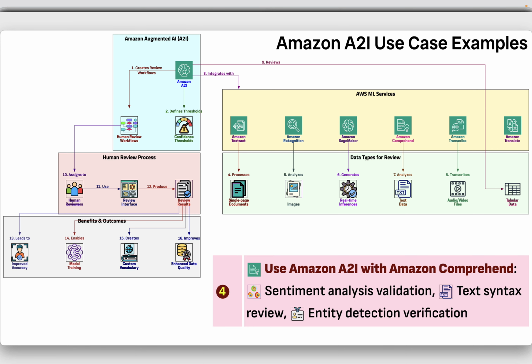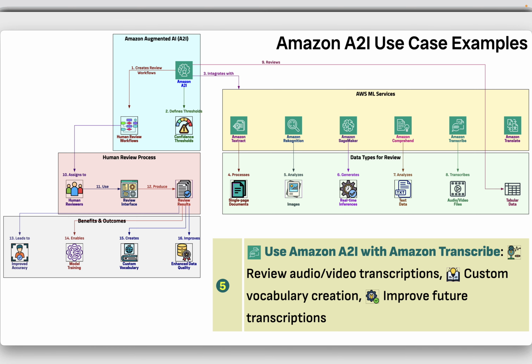Fourth, use Amazon A2I with Amazon Comprehend. So you can have humans review Amazon Comprehend inferences about text data such as sentiment analysis, text syntax, and entity detection. Fifth, you can use Amazon A2I with Amazon Transcribe.